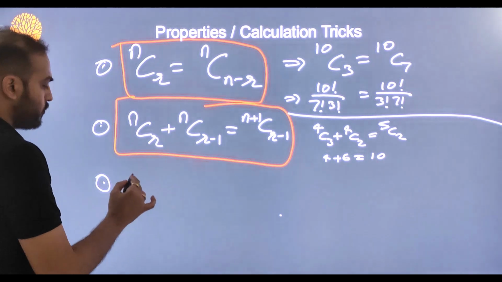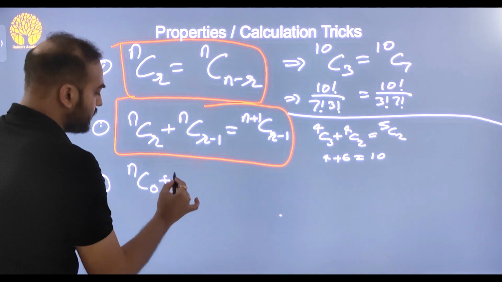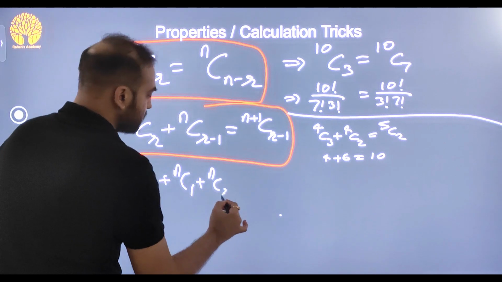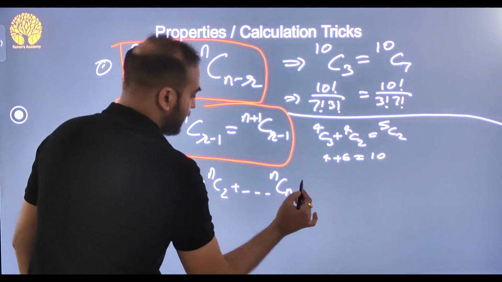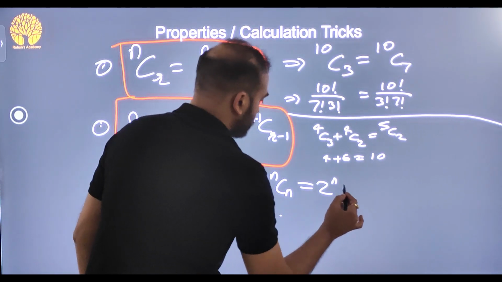Moving to the next one, nC0 plus nC1 plus nC2 up to nCn is 2 to the power n.